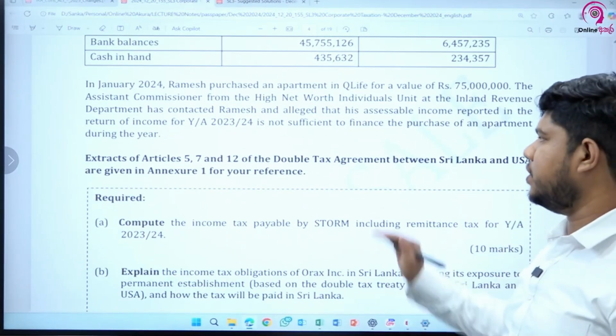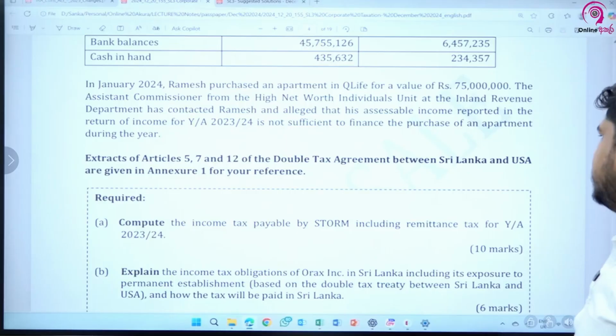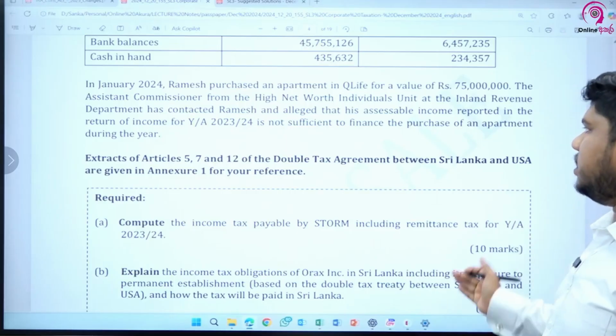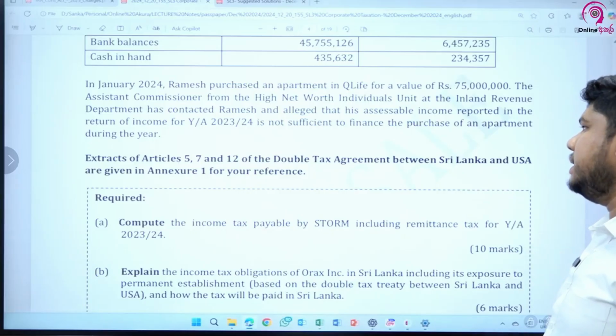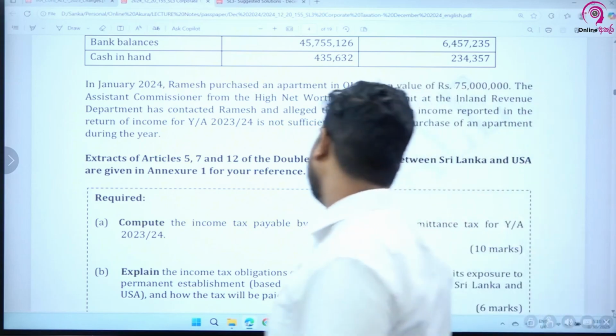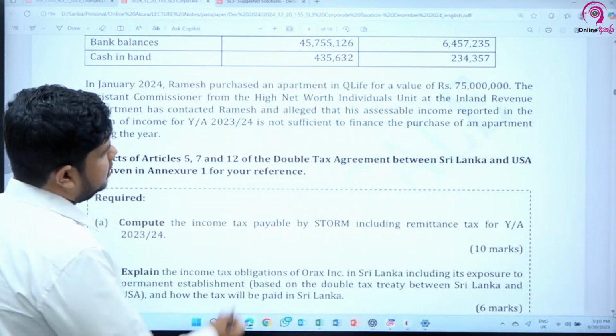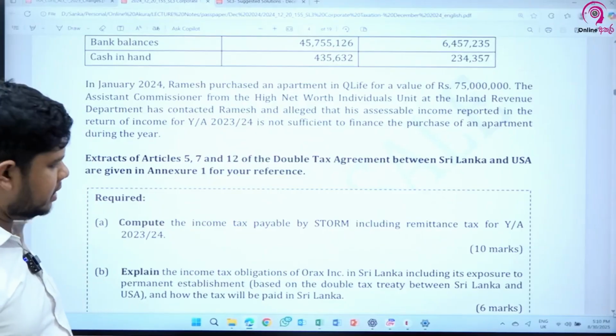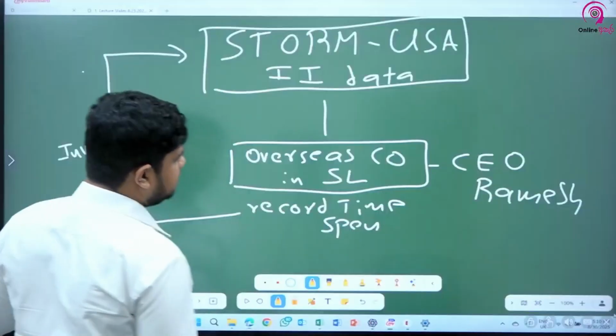Extracts of Articles 5, 7 and 12 of the double tax agreement between Sri Lanka and the other country are given in Annex 1. Now definitely there will be involvement of the DTA, double tax avoidance agreement, not double tax agreement. The examiner is wrong in this case. There is no such thing as a double tax agreement. It's double tax avoidance agreement.